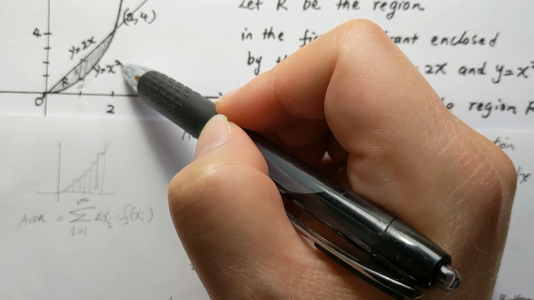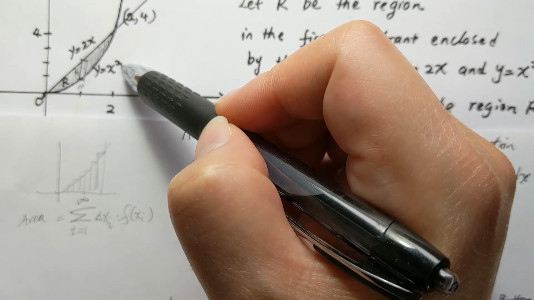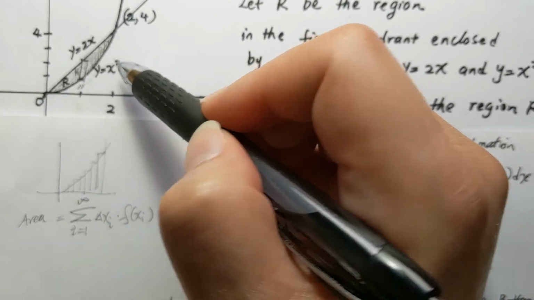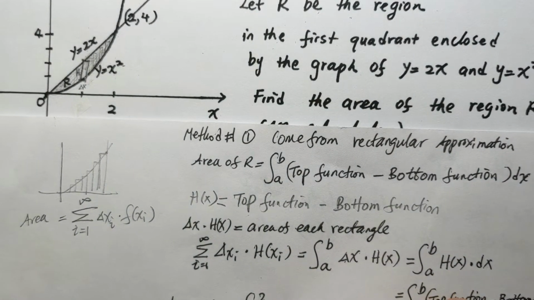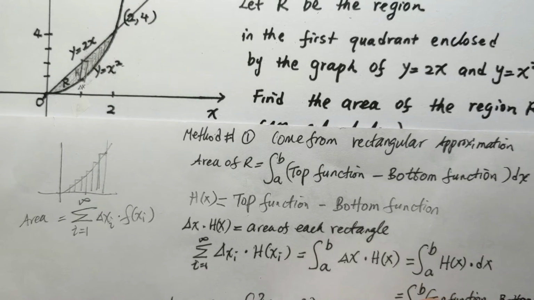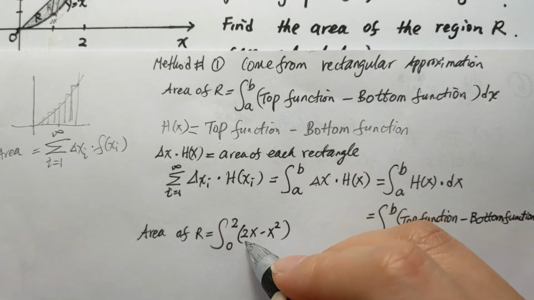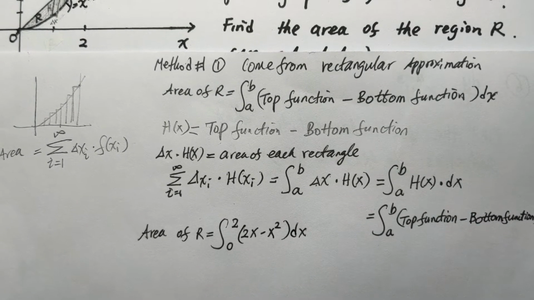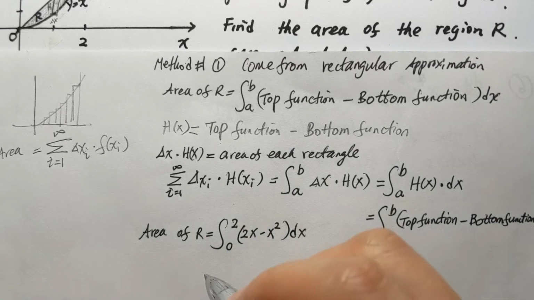The function h is a function of x. So therefore, 2x minus x squared. And then we got 2x minus x squared dx. So we finished writing the integral. So the next step is just to go back to what we learned before. We're going to integrate and find the answer. So now we're going to integrate.